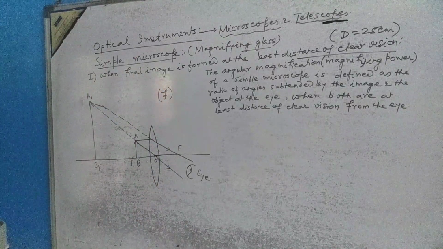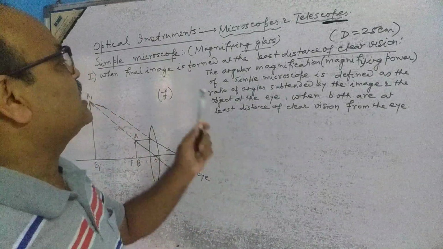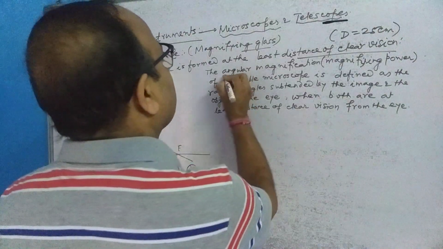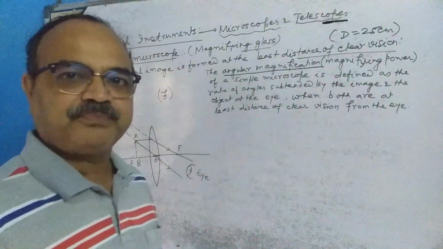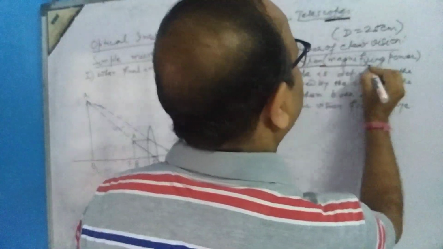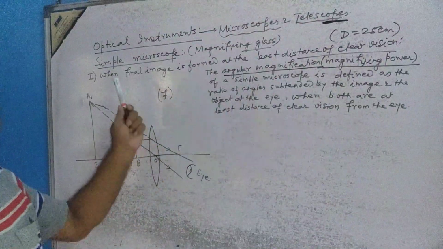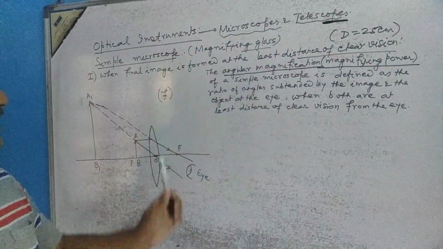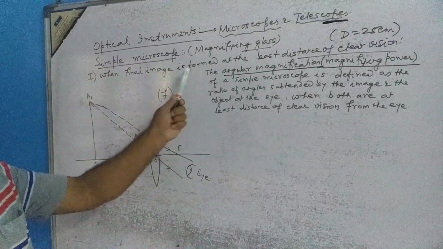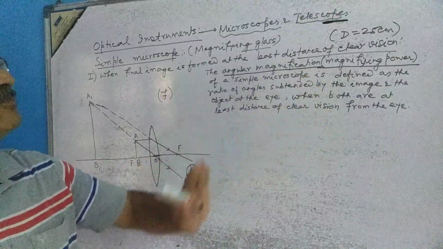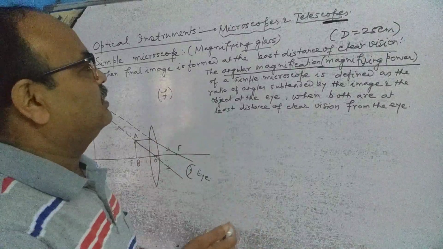What I have to do in this case, now when the questions are asked, you have to find out the angular magnification, which is also known as the magnifying power. I have written here the definition for the simple microscope in this adjustment. In this adjustment for the clear vision, I have shown here. Look what I have written.